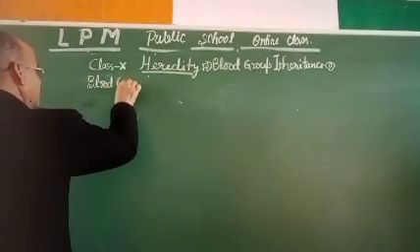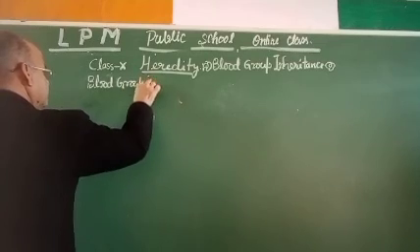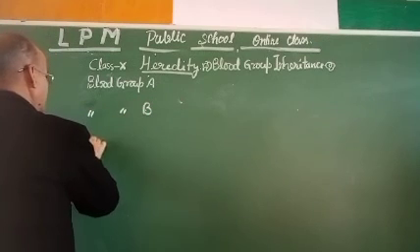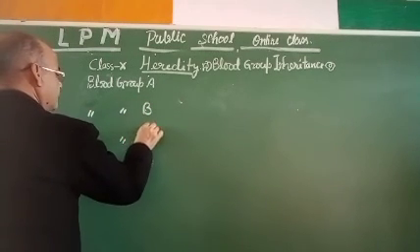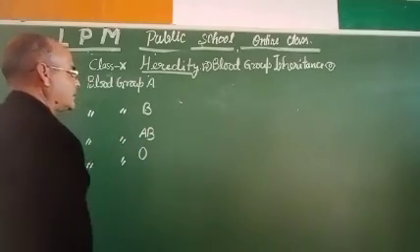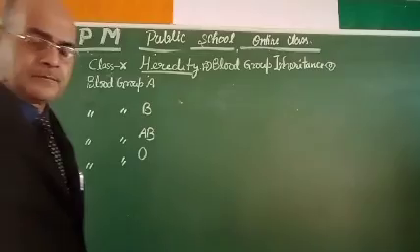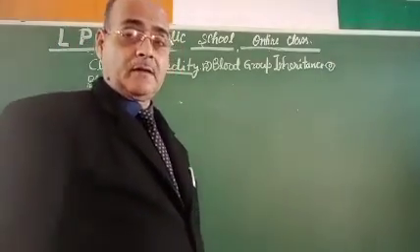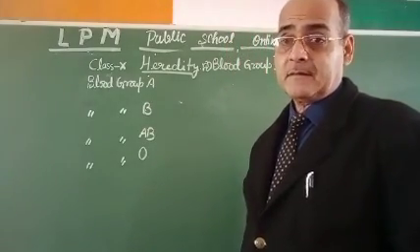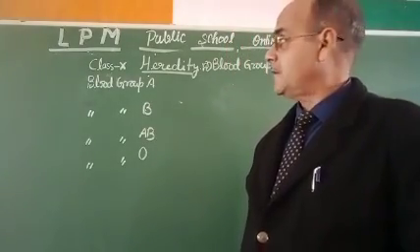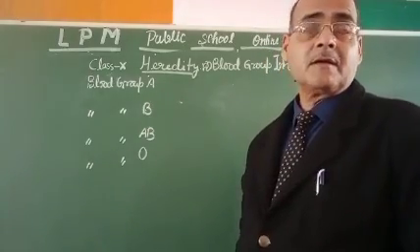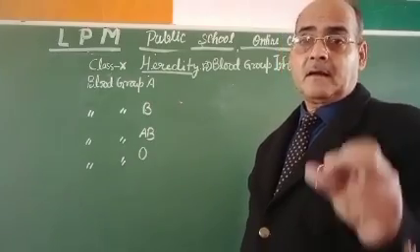Blood group A, blood group B, blood group AB, and blood group O. My dear students, these 4 blood groups are found in humans, and all these 4 groups have their own genes. Their own genes means I. I means immunoglobulin, which is present in the blood in a specific variety.